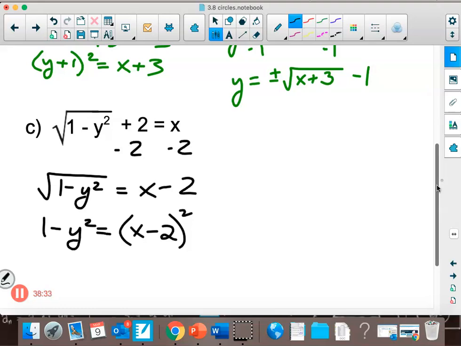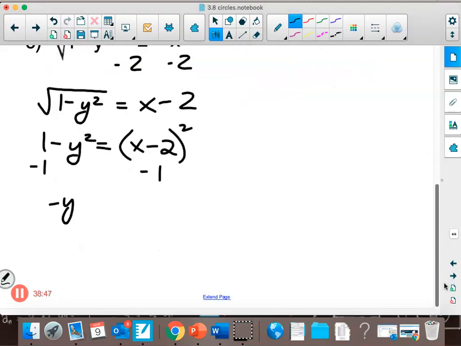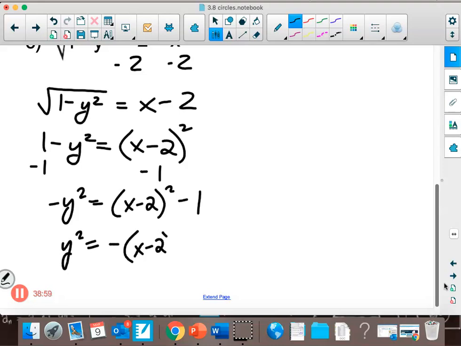Oh, yeah. So, okay. What's the next thing that we have to do? Subtract 1. And then multiply by negative 1. So we have negative y squared equals x minus 2 squared minus 1, and then multiply by negative 1. Y squared equals negative x minus 2 squared plus 1. Almost done. Square root. What has to go in front of the square root?